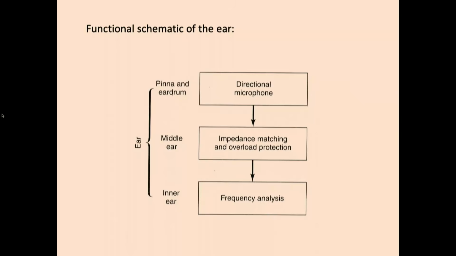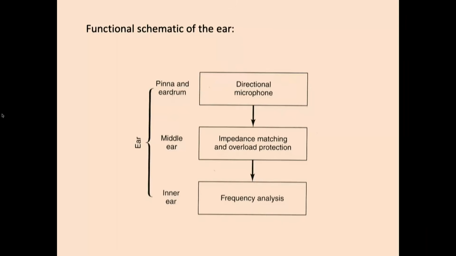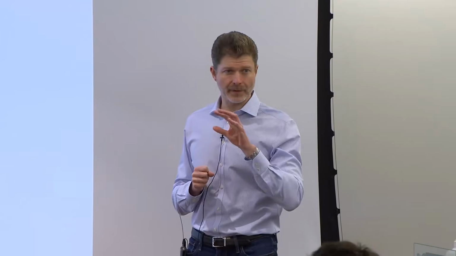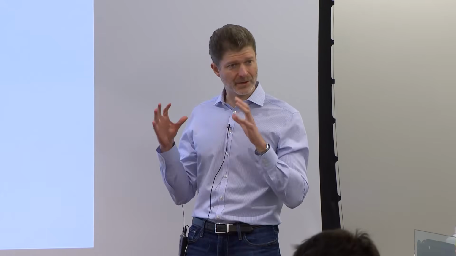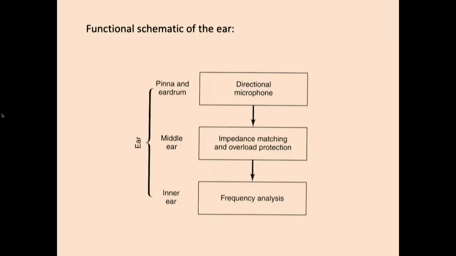There's the outer ear, the pinna and the eardrum. There's the middle ear, which serves these two main functions: impedance matching, which is necessary because you go from air to fluid, and overload protection. Remember, there are those muscles on the bones of the middle ear that can contract in the presence of high-intensity sound. And then we spent most of our time last time talking about the inner ear. And we think of one of the main functions of the inner ear as being frequency analysis.